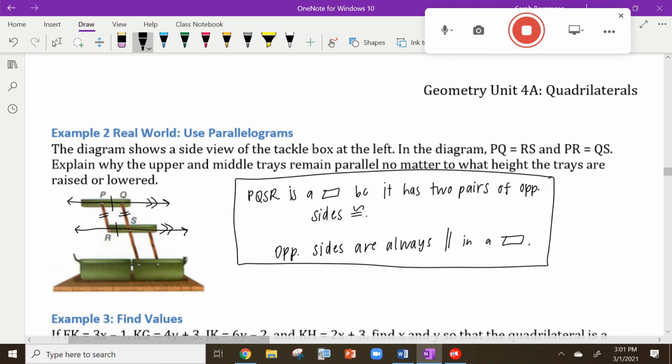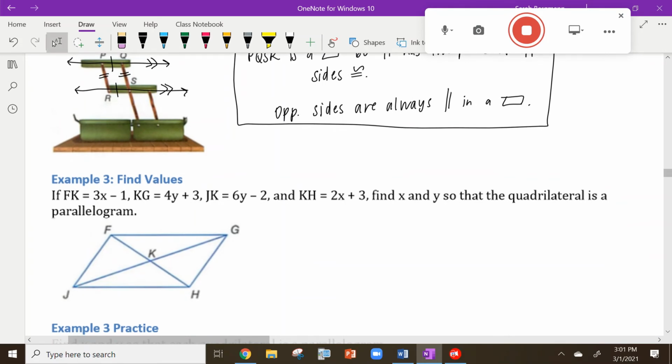Let's do another example together. This is finding values. It says FK equals 3x minus 1, KG equals 4y plus 3, JK equals 6y minus 2, and KH equals 2x plus 3. Find x and y so that the quadrilateral is a parallelogram. In order for this to be a parallelogram, the diagonals must bisect each other. So in order for this to be a parallelogram, JK must be equal to KG, and FK must be equal to KH. So I get the pair of equations.